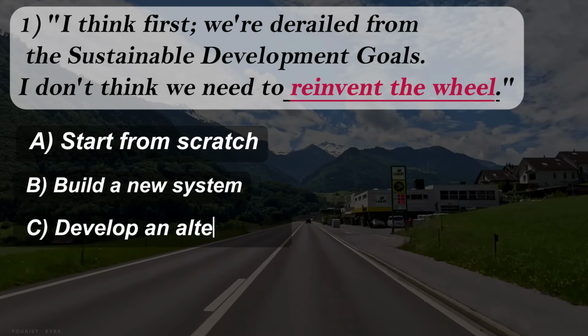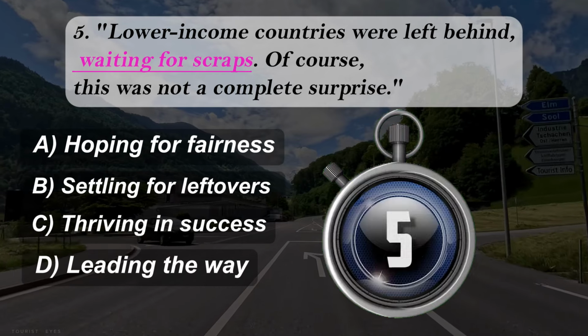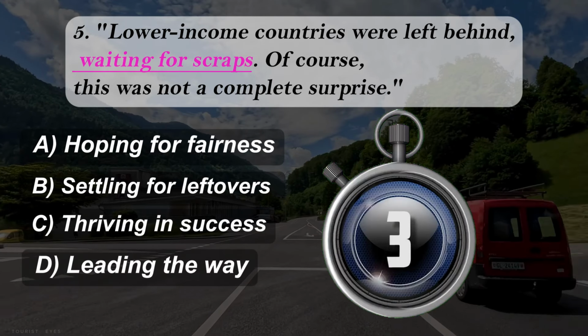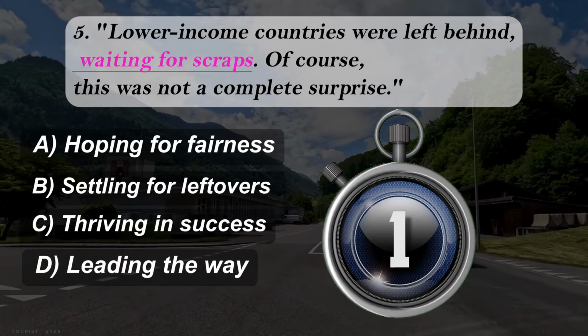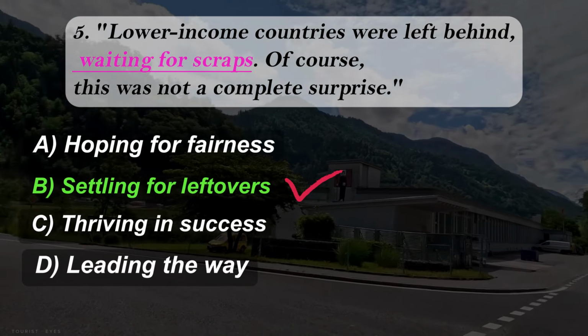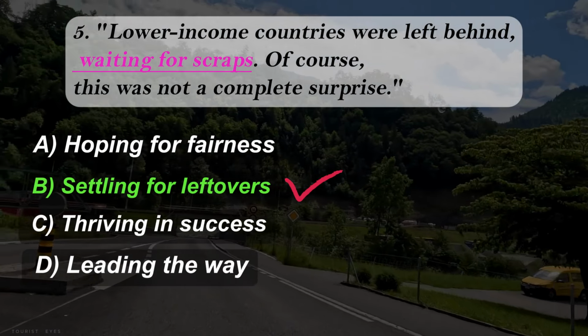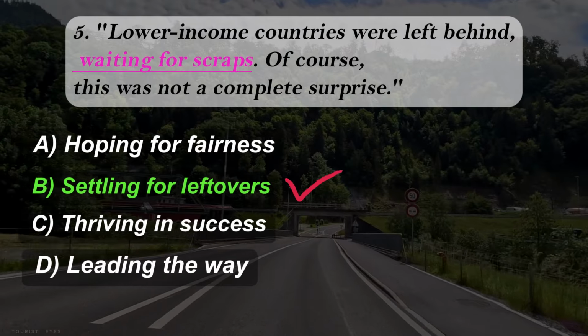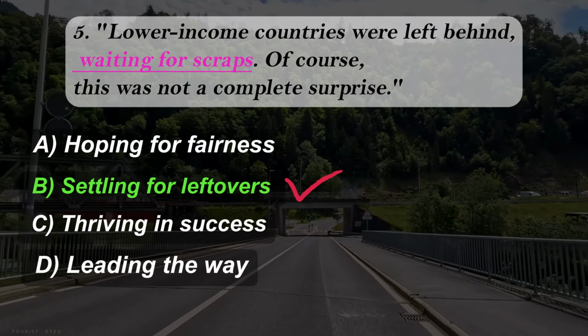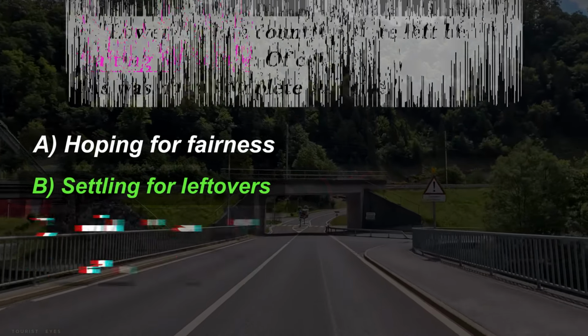5. Lower-income countries were left behind, waiting for scraps. A. Hoping for fairness. B. Settling for leftovers. C. Thriving in success. D. Leading the way. The correct answer is B. Settling for leftovers, because waiting for scraps means receiving only a small portion or what is left over.